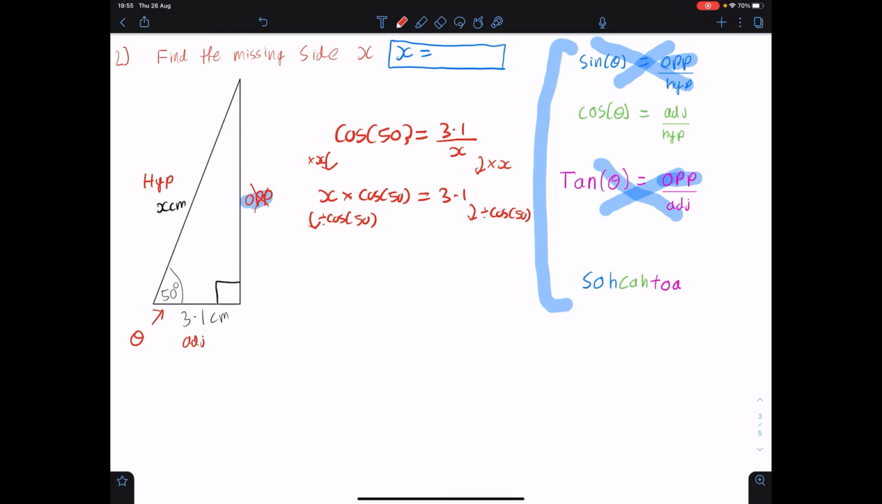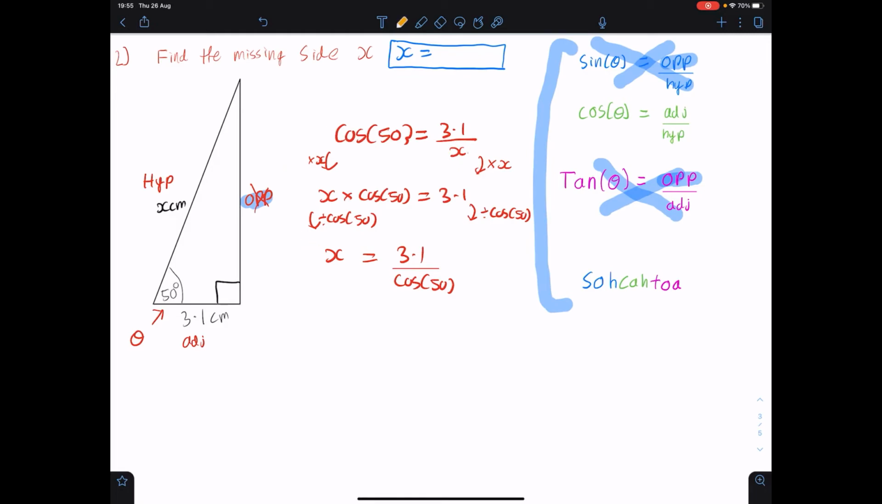And in doing this, on the left-hand side, we will just get x, and on the right-hand side, we will get 3.1 divided by cos of 50. And all we have done here to get from this line to this line is just rearrange for this x. That's all we're trying to do.